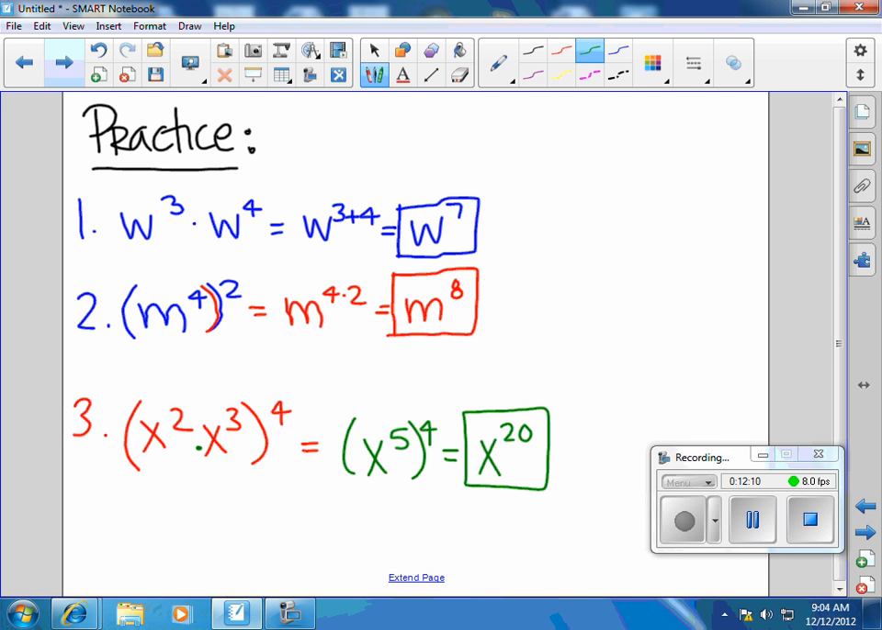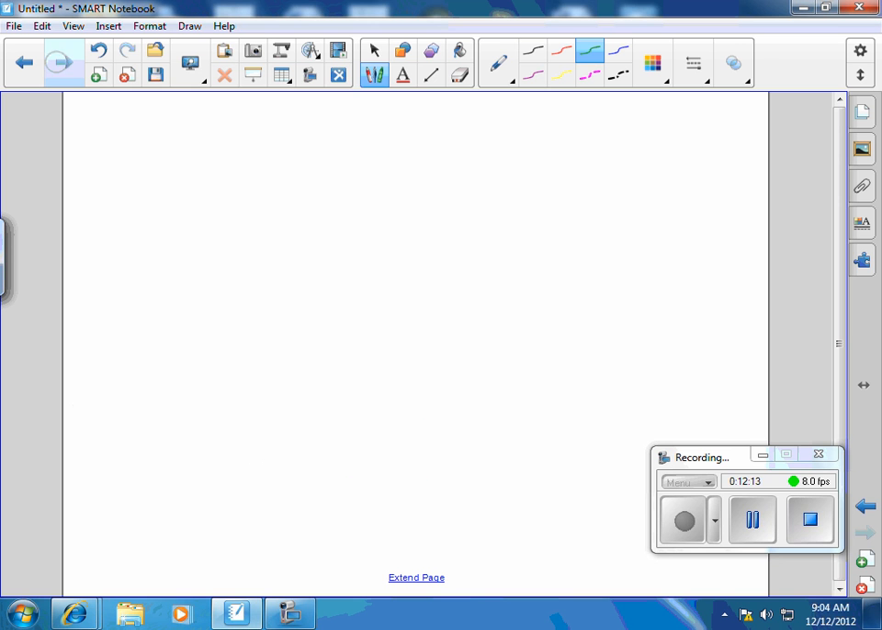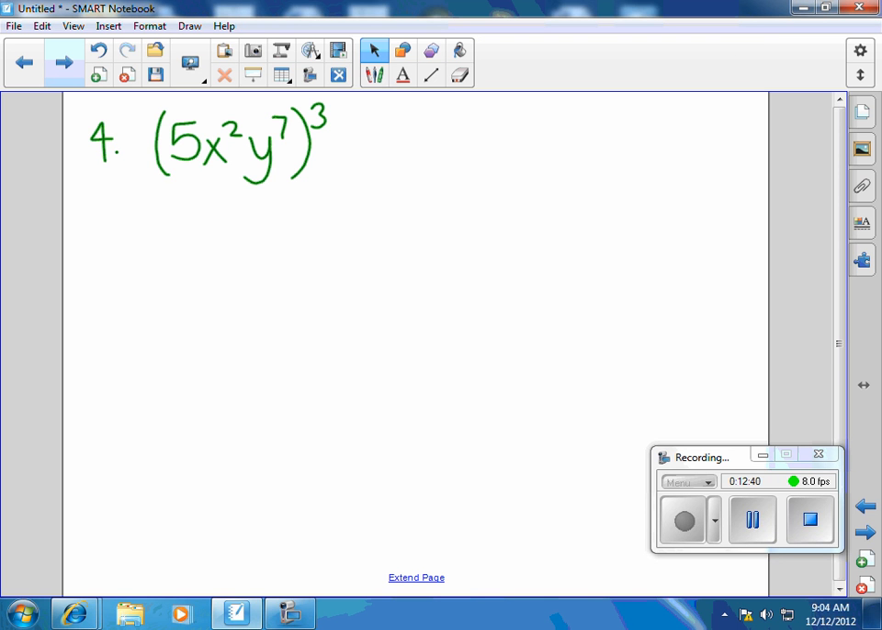Let's do one more weird one. Problem number 4. Let's say in parentheses I have 5x squared, y to the 7th, to the 3rd power. So first thing I want to do, just like the last problem, is make sure that there is nothing inside of those parentheses that I can simplify. I have 3 different bases. I have a base of 5, a base of x, and a base of y. Can't do anything with those, so now I have to resort to distributing this 3 in. And the only reason I can distribute it is because all of these things are multiplying in here.